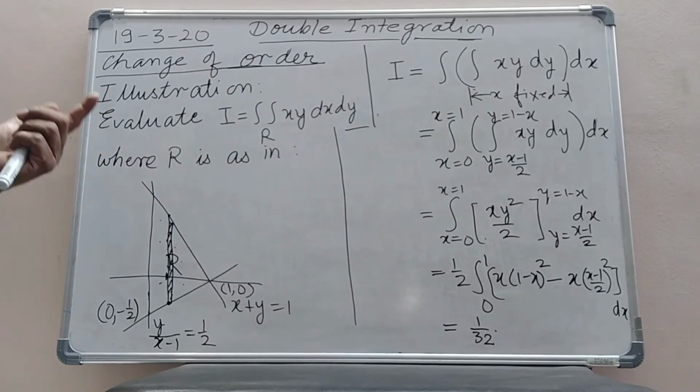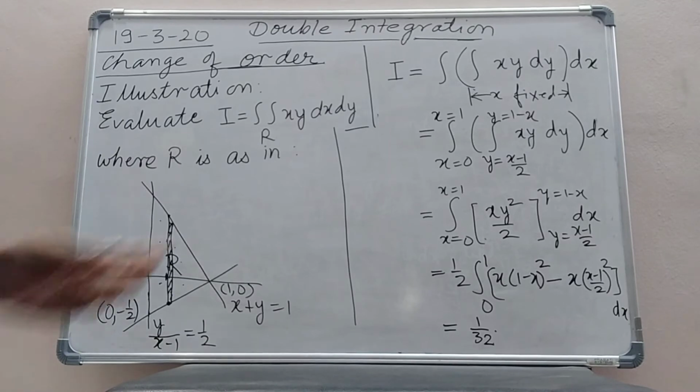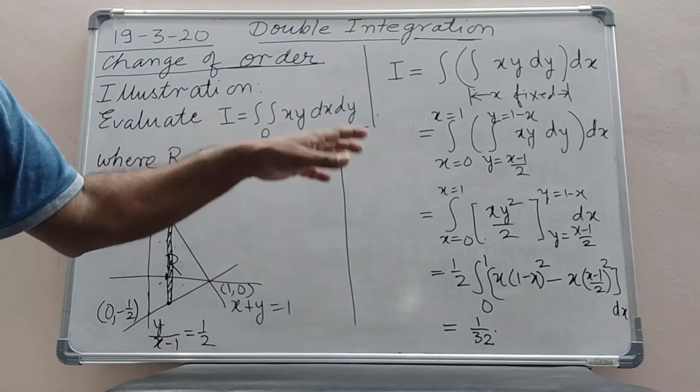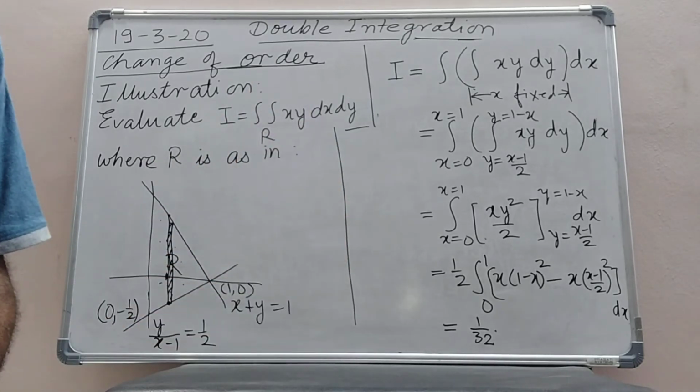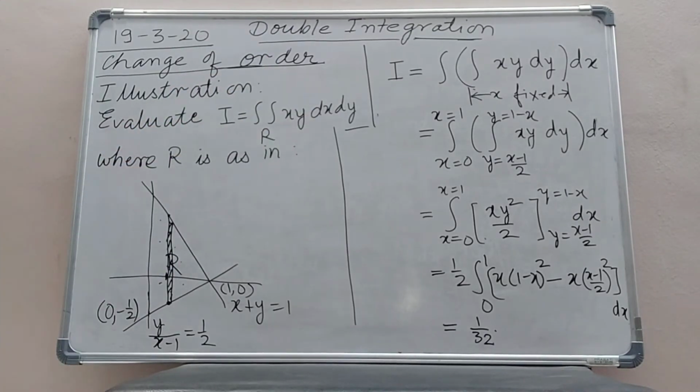Now let me show you how to work out the same integral with the reversed order. First integration with respect to x and then with respect to y. And after that we will see the advantages and disadvantages. So let me clear off the calculation.